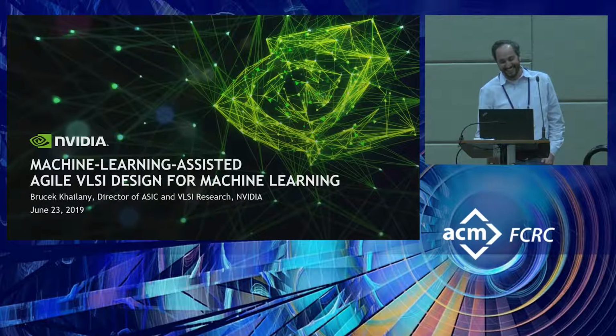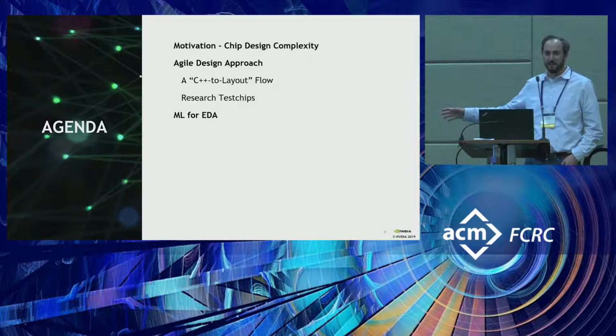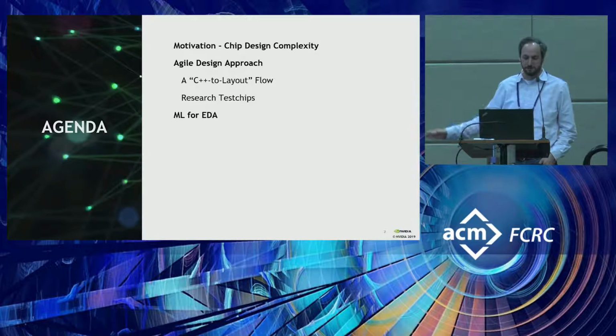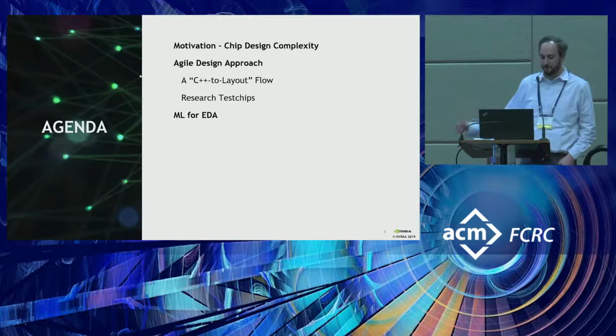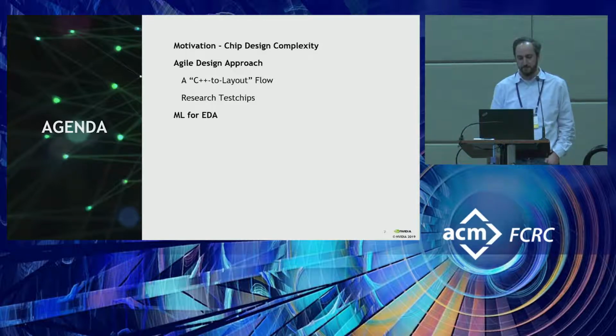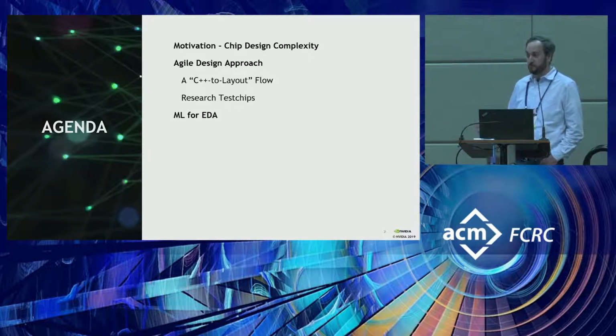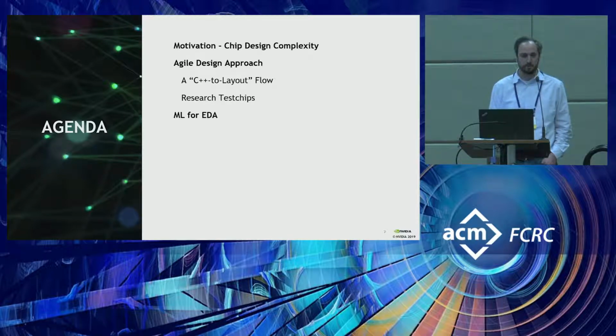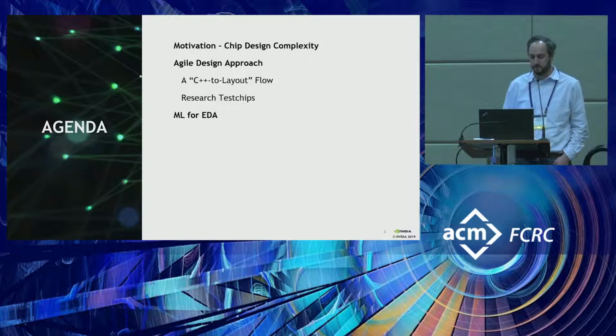So I'll just talk about some of the research that we've been doing in our group. I'll give some motivation that's similar to many of the other talks. I'll talk about the high productivity Agile design flows that we've been using for building chips kind of entirely in C++. It's a good follow-on to the talk that Jason just gave. And specifically, the research test chips we've built using this flow, which are machine learning accelerators. And then talk about some of the new work we've been doing on applying machine learning and GPUs to EDA.